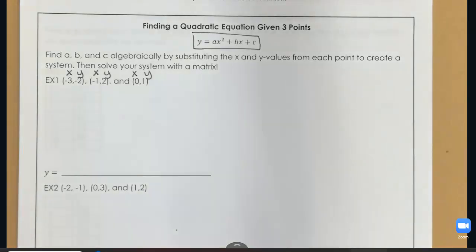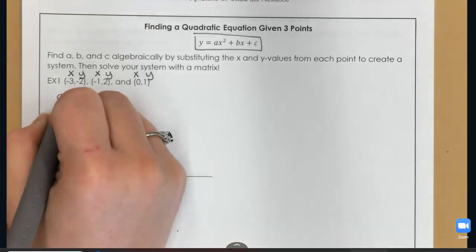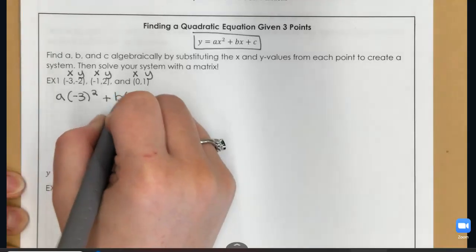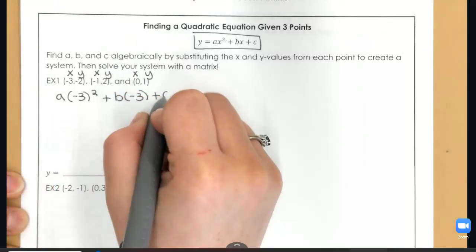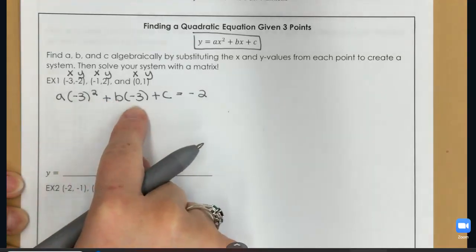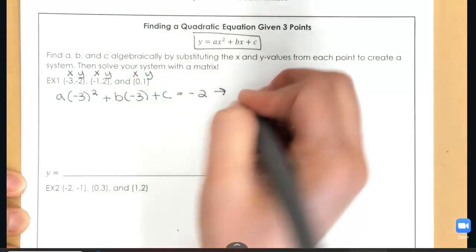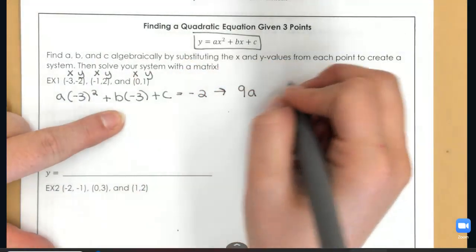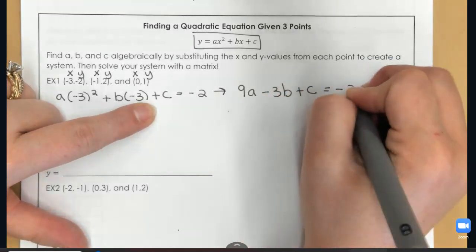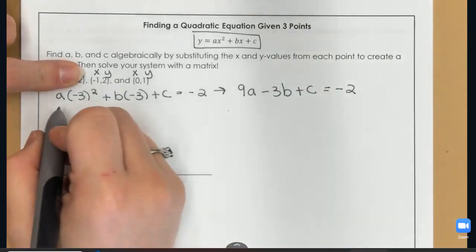So one at a time, I'm going to plug those into a quadratic equation. On the first one, that's going to be a times -3 squared plus b times -3 plus c equals my y value, -2. So I plug in my x value twice and my y value once. To simplify this, -3 squared is going to be 9. So 9a, -3 times b will be -3b plus c equals -2. So there's one equation. Now I'm going to repeat this with my second point.